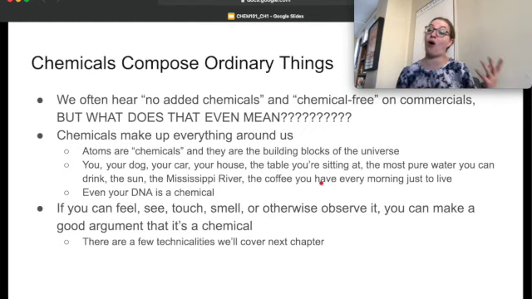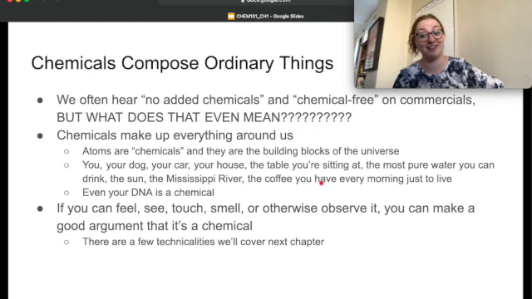Maybe they mean no harsh chemicals or something like that. That could be a fair statement, but chemical free, I think that sounds like BS. If you're selling me something and it's chemical free, I'm going to be upset because it sounds like you're selling me nothing in the end, right? All right.